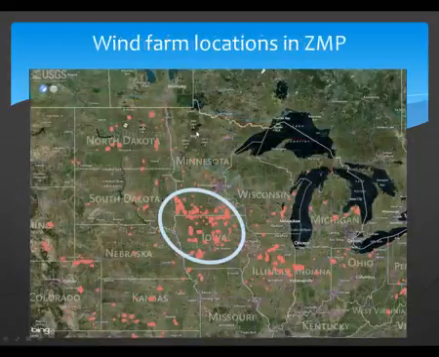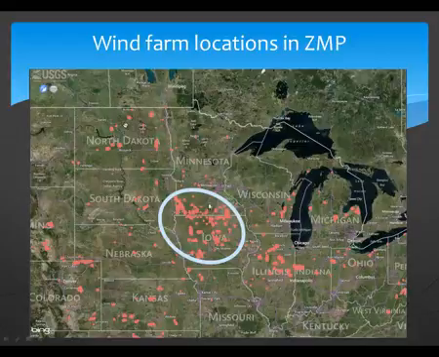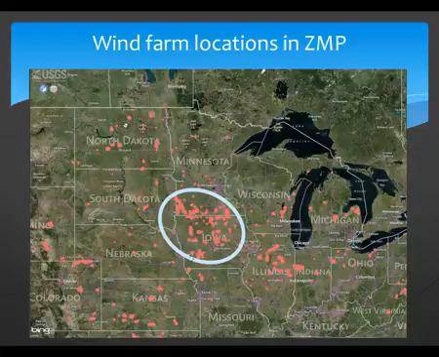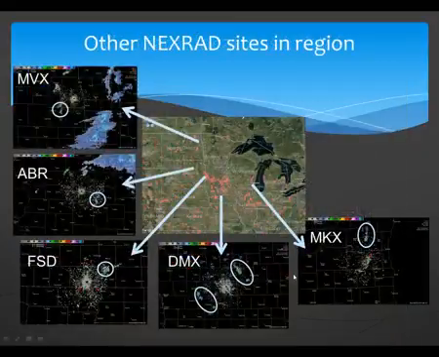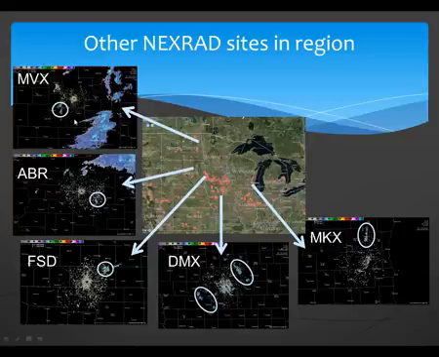So where are the wind farm locations in the Minneapolis region? Here's a map that shows the different wind farm locations. You'll notice that there is an area to the south of the Minneapolis region that is fairly concentrated with wind farms. And also each one of the local radars within the Minneapolis region has its own sort of wind farm pattern where these echoes appear most frequently.